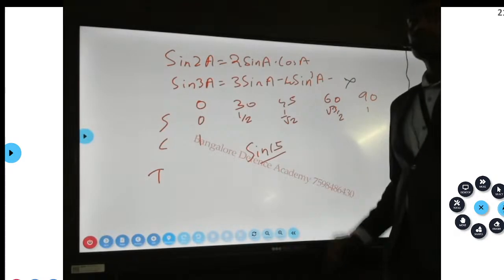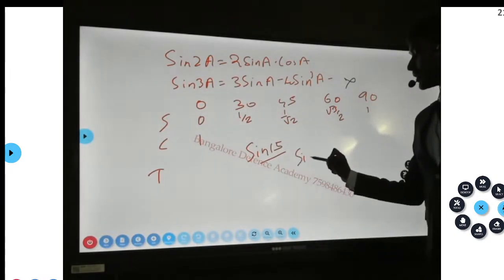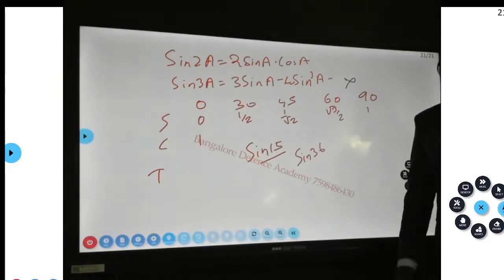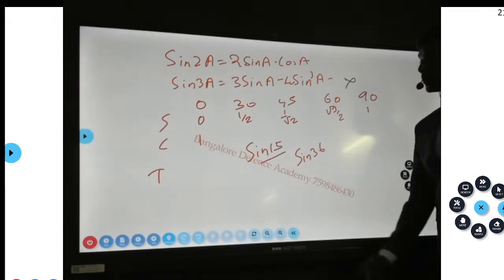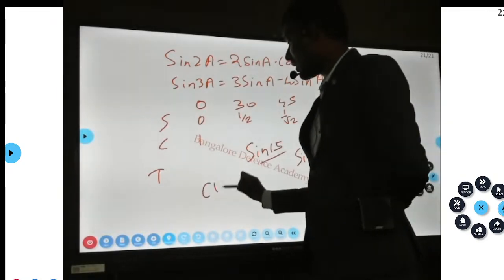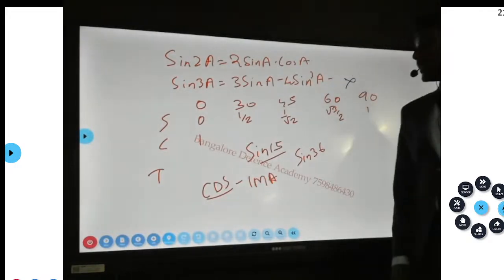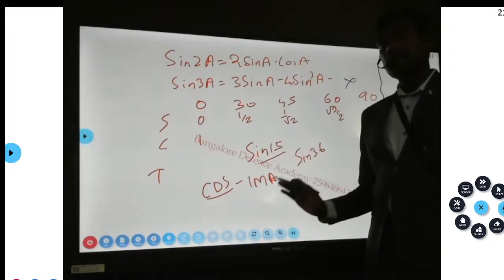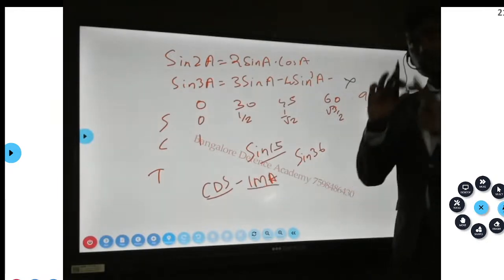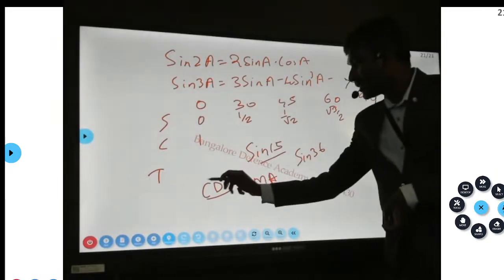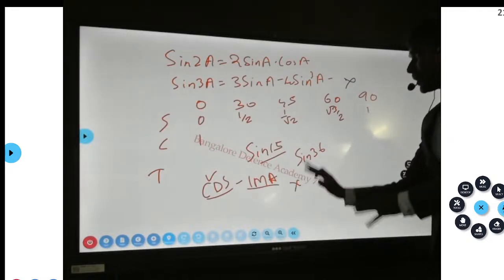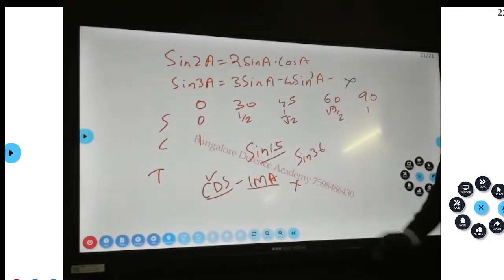what is sin 15? What is sin 36? Okay, what is sin 36? Something like that. Those who are writing CDS, how many of you are writing Combined Defence Services? IMA. See, especially they have mentioned in the UPSC notification. Those who are writing CDS IMA, 10th standard mathematics only. What they are asking? 10th standard mathematics only.